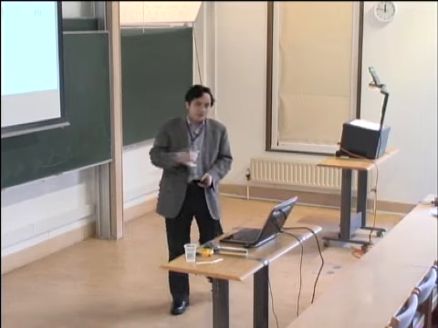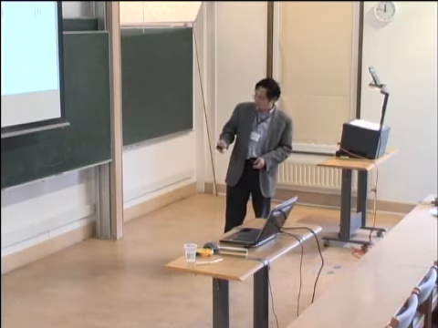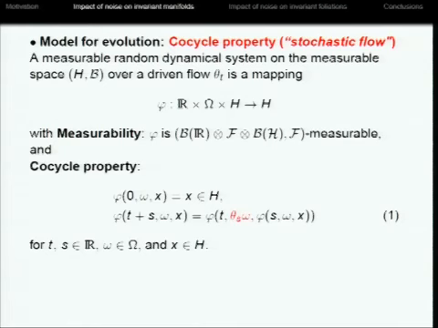Now, a model for the system evolution means you have a flow. Here we call it a co-cycle, which really means you have a mapping which satisfies this property 1, the co-cycle property. Now you see here, if theta s is gone, this really means the deterministic flow property. But in the stochastic setting, we cannot have that because of the driving system. So this is the only difference between the deterministic and stochastic dynamic systems.